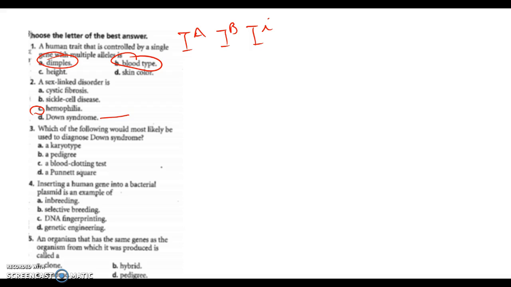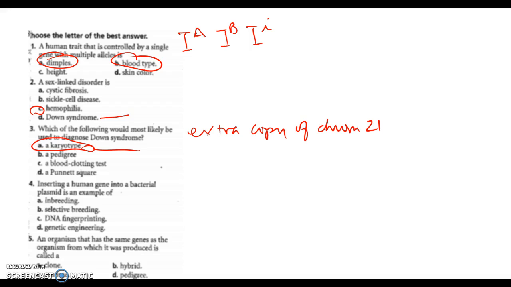Number 3, which of the following would most likely be used to diagnose Down syndrome? We said Down syndrome is where they have an extra copy of chromosome 21. Well, the way you could diagnose that is a karyotype. A karyotype is a picture of all the chromosomes. All right? Number 4.